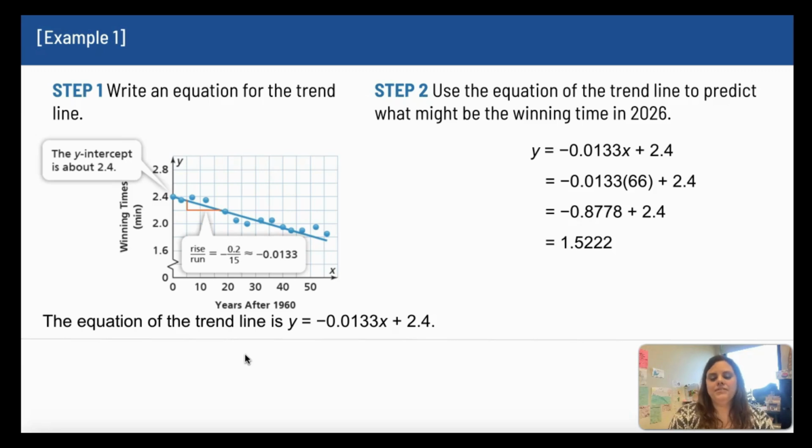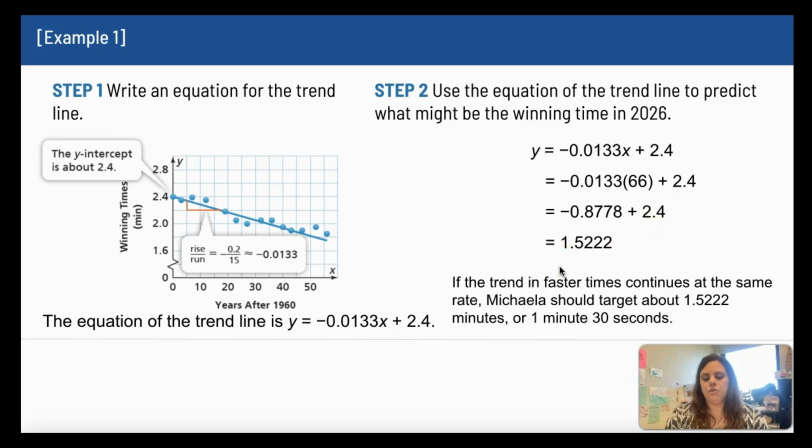So what we're going to do is figure out how many years after 1960 is 2026, and we can do that by taking 2026 and subtracting 1960, and that will give us 66 years. So we're going to use 66 as x because that's the number of years after 1960. So here you can see plugging 66 in for x. On a calculator, we'll do negative 0.0133 times 66, and we get negative 0.8778 plus 2.4. When we add those two things together, again using a calculator, we get 1.5222.